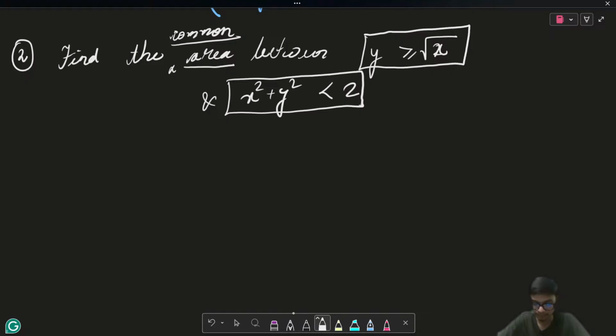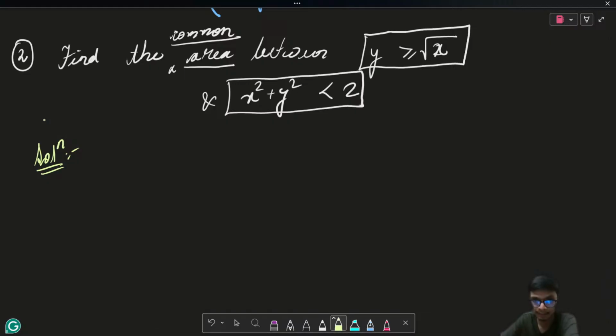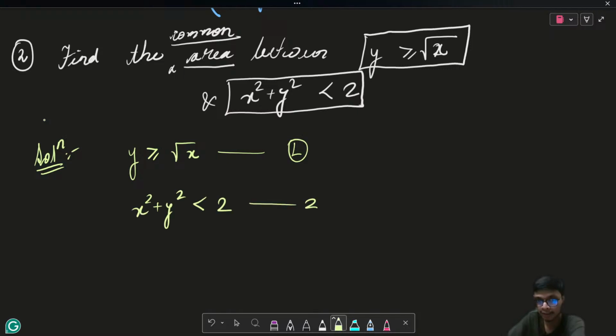Whenever you see these kinds of questions, the best way to proceed is by plotting the curve. First of all, try to plot the region bounded by these inequalities. The first inequality is y is greater than or equal to square root of x, and the second is x square plus y square is less than 2. If I combine these two inequalities, I will get the region common to both curves. So how will I solve this question then?